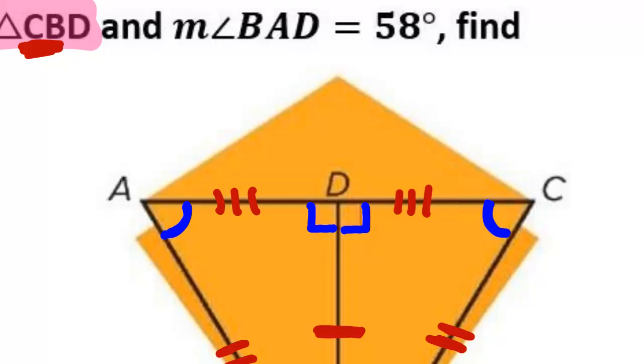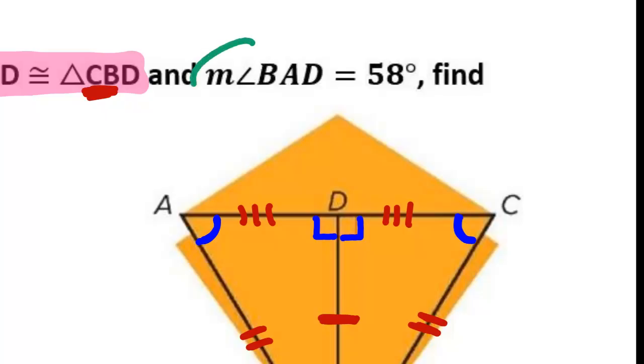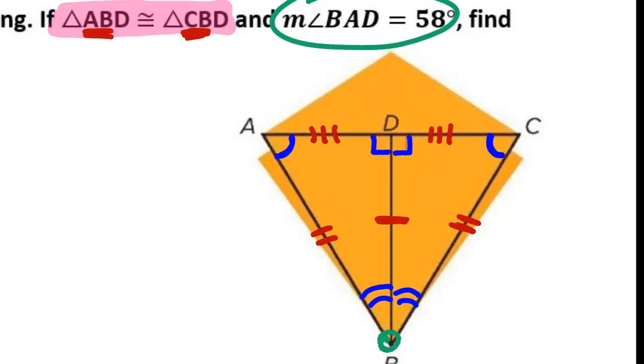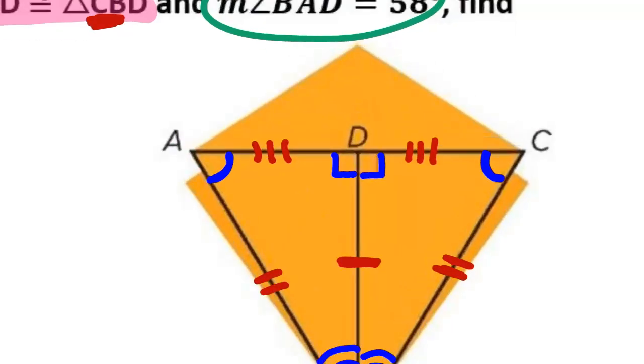All right, so let's add in now the information they gave us. It said the measure of angle BAD is 58 degrees. Well, here's B, here's A, here's D. So this is angle BAD right here. It says it's 58 degrees.